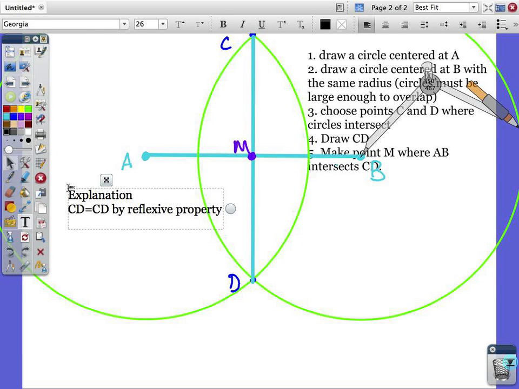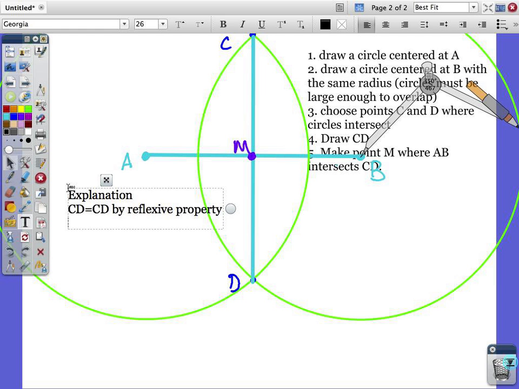Now, some things that we can use. CD is congruent to itself. That's true. What about the circles? What do they tell you? The circles tell you where M is, because you draw that line and then M is right there. You can't use M in the explanation right now. All right, well, we can't get to that part in the explanation yet.